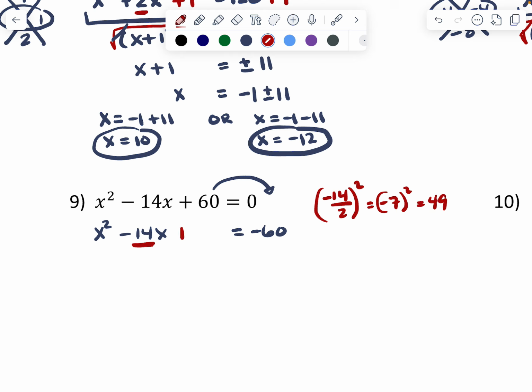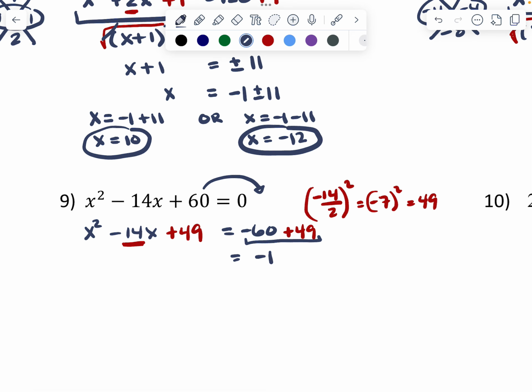Okay, so I'm going to add 49 to the left. I'm going to add 49 to the right. Go ahead and simplify this. So negative 60 plus 49. Wow, that was really big. Negative 60 plus 49, that's going to be, let's see, negative 11. And then this guy right here, if I factor that, I'm going to end up getting x minus 7 times x minus 7, or x minus 7 squared.